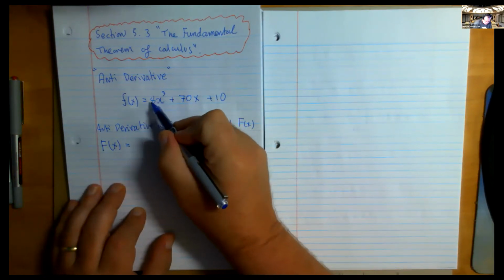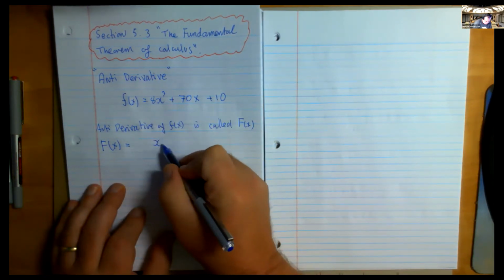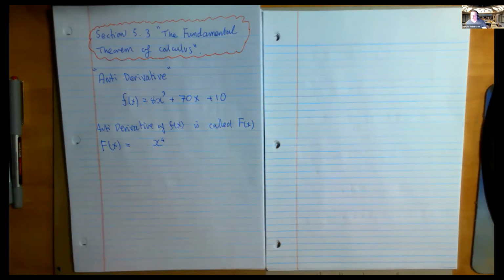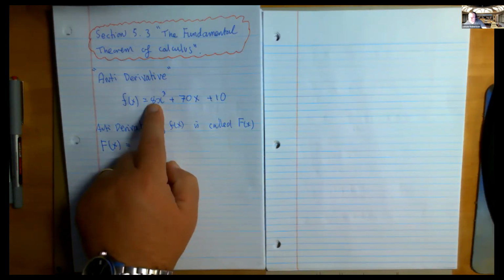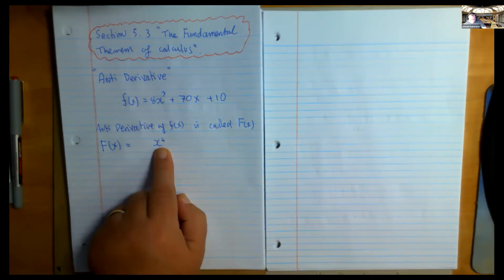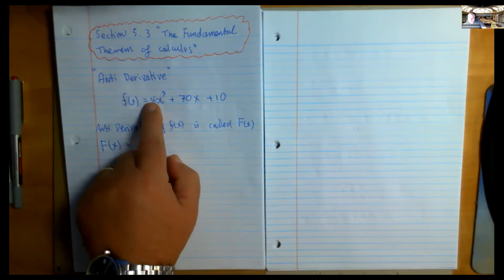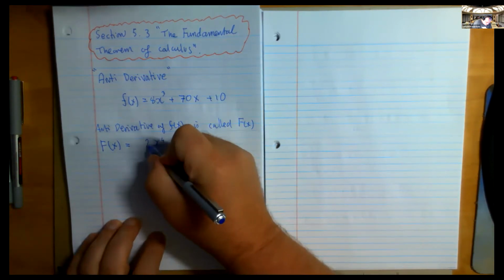If I wanted to get 8x cubed, wouldn't I have to start with x to the 4? Because when you differentiate x to the 4, don't you get 4x cubed? But that would only get me 4x cubed, right? And I need 8x cubed. So I would need 2.